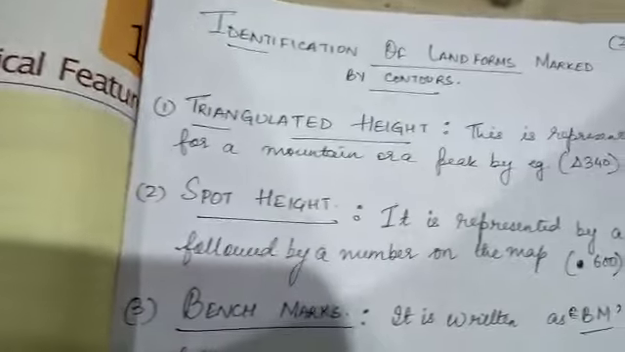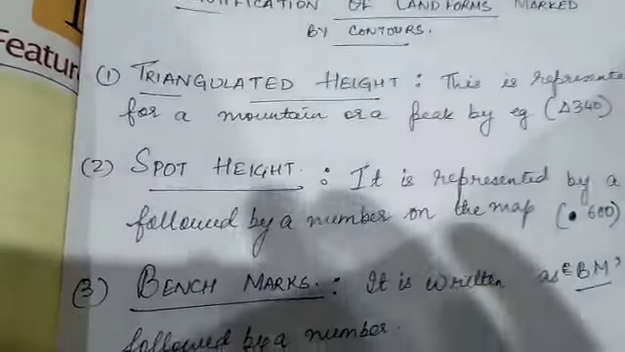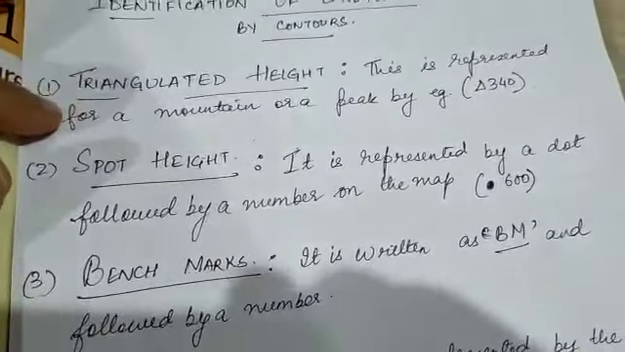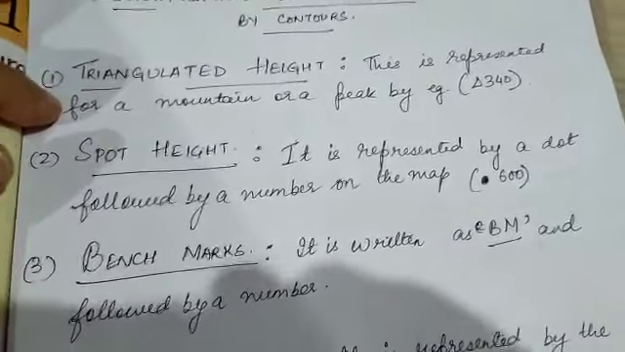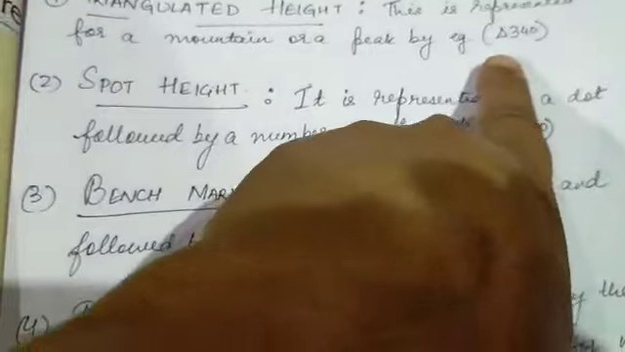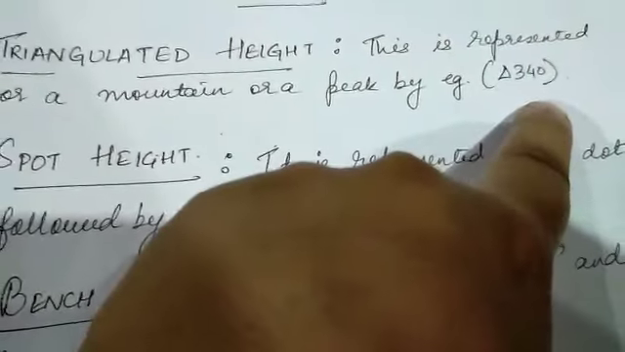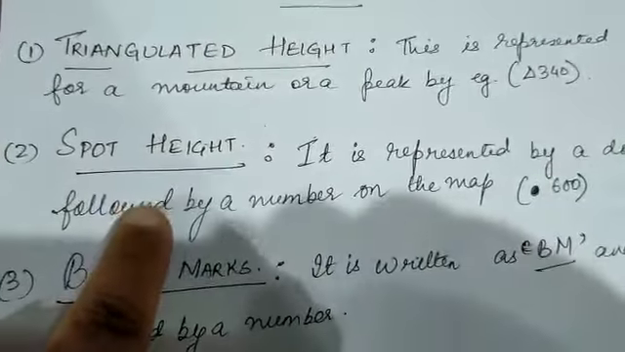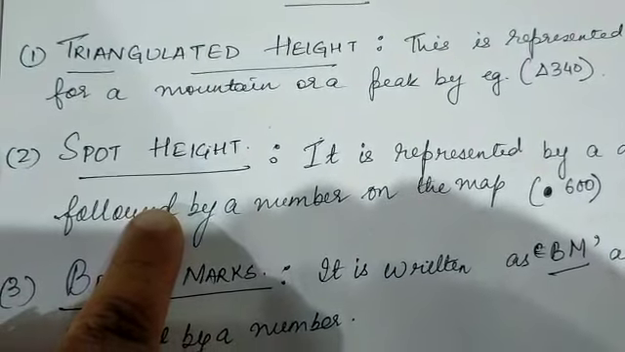Okay, the next is identification of the landforms marked by contours, which is very important. You can see the triangulated height first. This is represented for a mountain or a peak. A triangle will be given with a number alongside it, which shows the actual height of a place above the mean sea level.